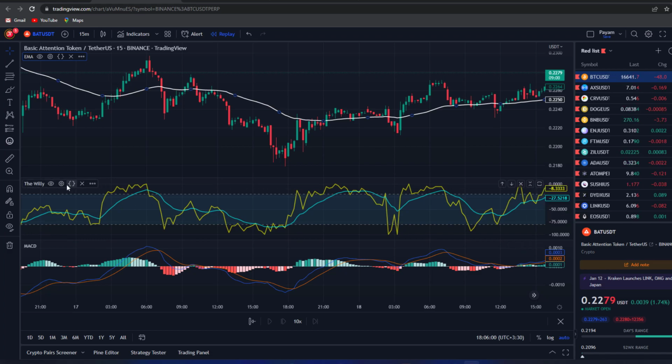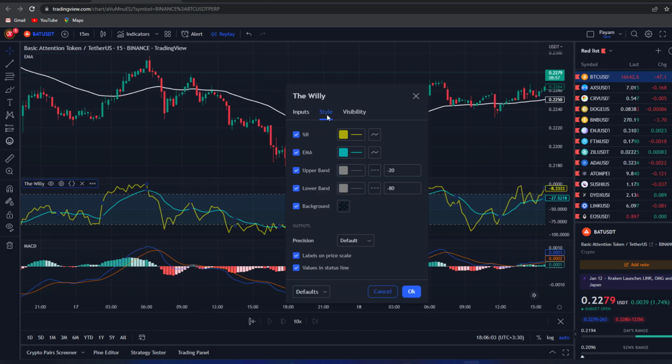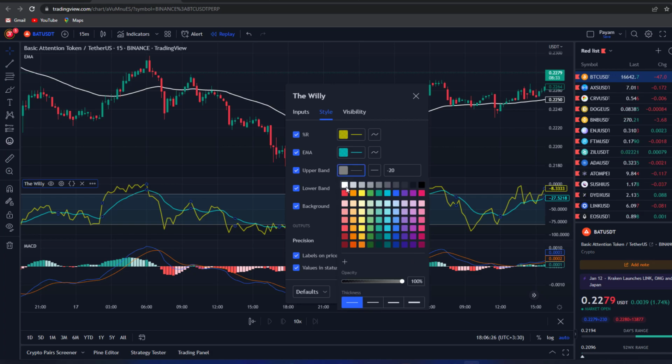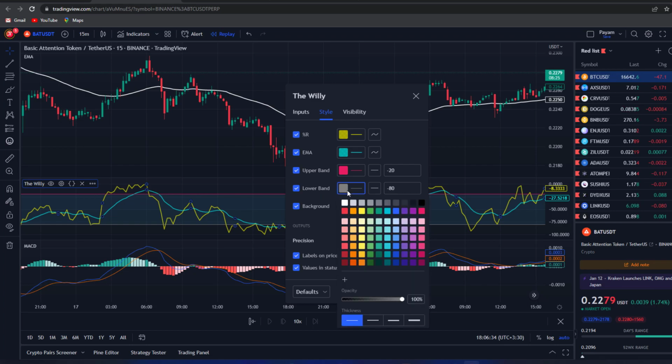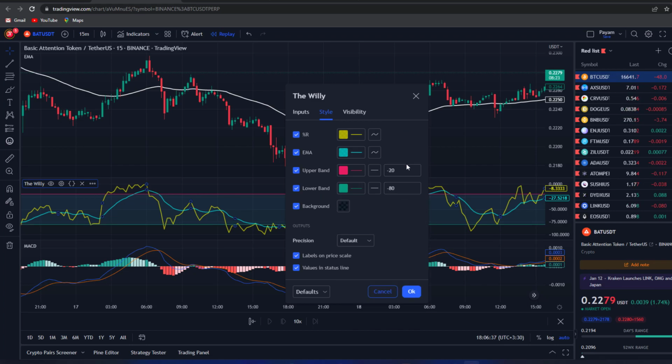You go to the Willy, you go to the settings, the style section. These are dashed lines for me. This is based on your own desire. If you're okay with it, that's fine. I'm just going to change it to line. I'm going to change the lower band to line as well. The upper band, line, lower band, line. And I'm going to change the color of the upper band to red, although I like this pinky color much more. And the lower band to light green. We are good to go.